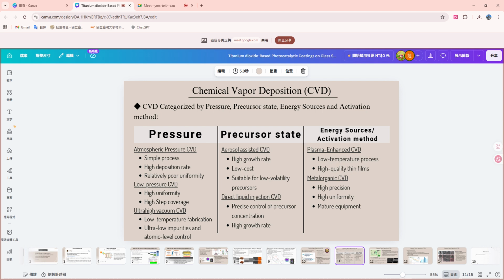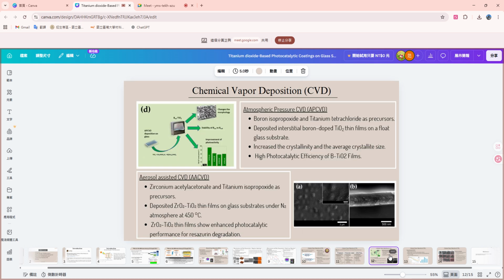Next, can you help me switch to the next page? The following references are used as examples. Atmospheric pressure CVD.